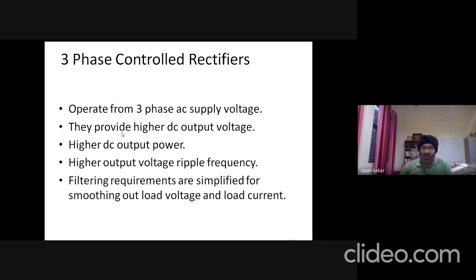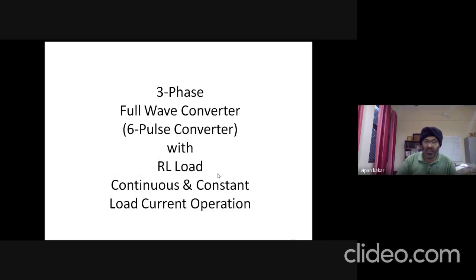Filtering requirements are simplified. Yes, of course. If the RC constant or LR constant becomes smaller, filtering also becomes easy. So small components can be used to design a filter, and high frequency ripples can easily be removed. So these are the benefits of using a three-phase rectifier. And at the same time, in single phase, we have 2 pulses at the output per cycle. In 3-phase, we have 6 pulses per cycle from 0 to 2 pi. So that's another benefit.